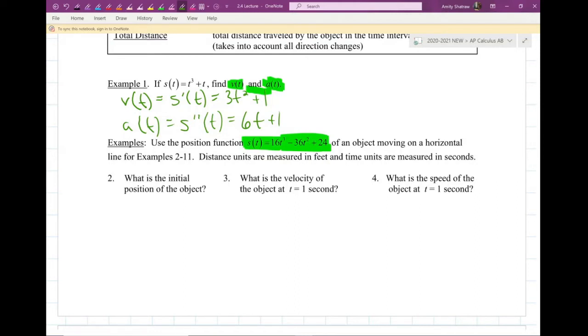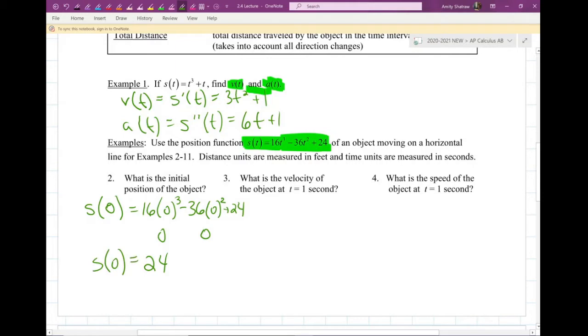Remember that we have these notes where we say that s of 0 is just the number that's hanging out at the end. But again, I wouldn't mind taking one more time to prove that the position function initially will be located when t equals 0. So I have 16 times 0 cubed, and negative 36 times 0 squared, and then a 24. And I know that that's 0, and I know that that's 0, but I still have that 24. So s of 0 is 24, and s sub 0 is also equal to 24.